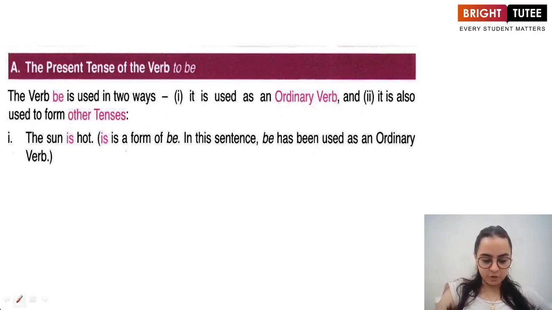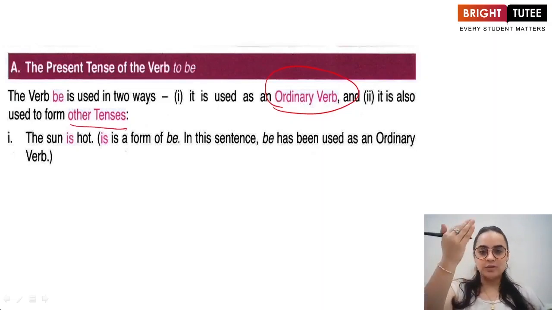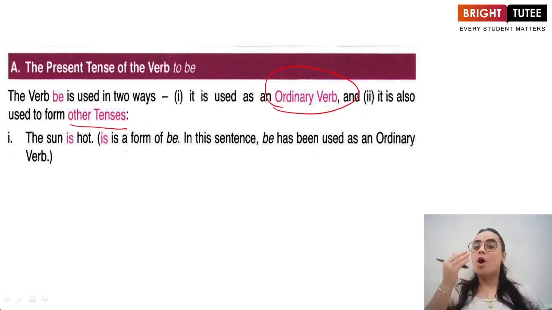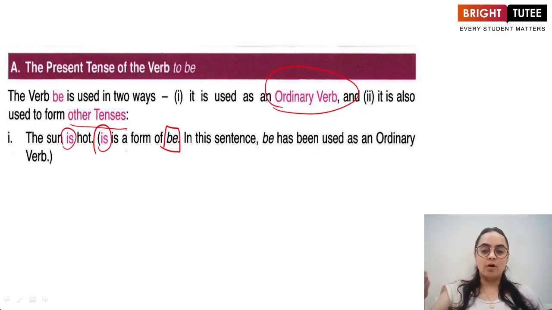Now, first of all, the verb can be used in two ways. It can either be used as an ordinary verb or it can be used to form the other tenses. Either you can use the verb as it is, or you may take the help of a verb in order to form other tenses. For example, the sun is hot. In this sentence, the present form of be is used as an ordinary verb, right?